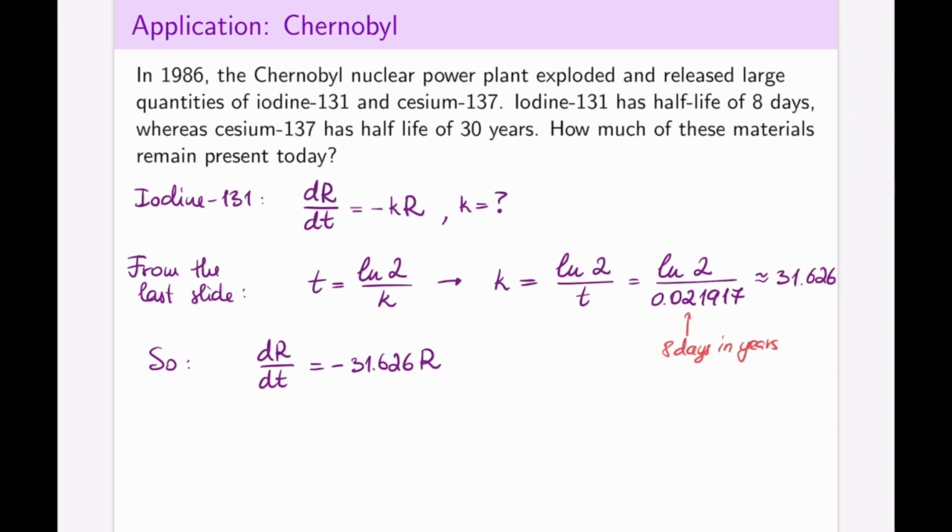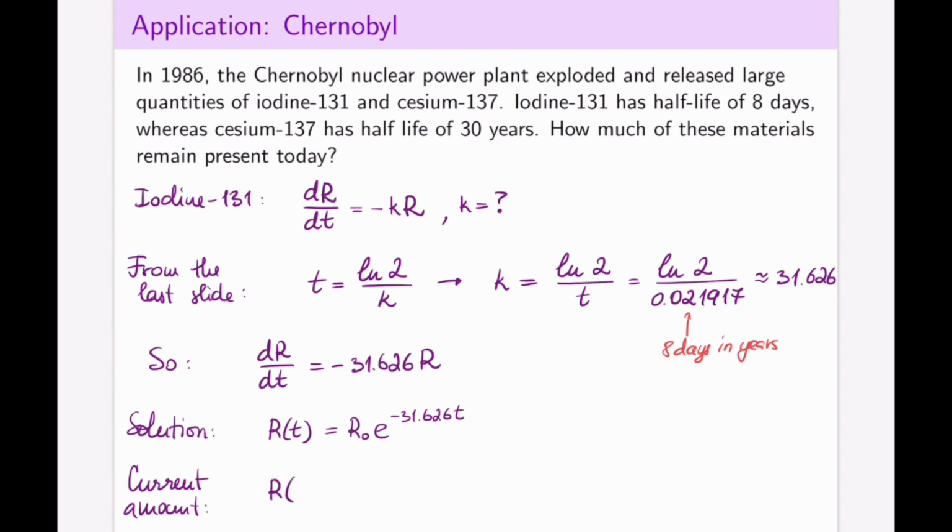I would like to know exactly how much material still remains today, so I am after the solution here. Again, recalling that the solution will give me that the amount present today is equal to the initial amount times e to the power of the constant, so minus 31.626 t, which means that I can now calculate the current amount by simply plugging in the value for t at which I'm interested.